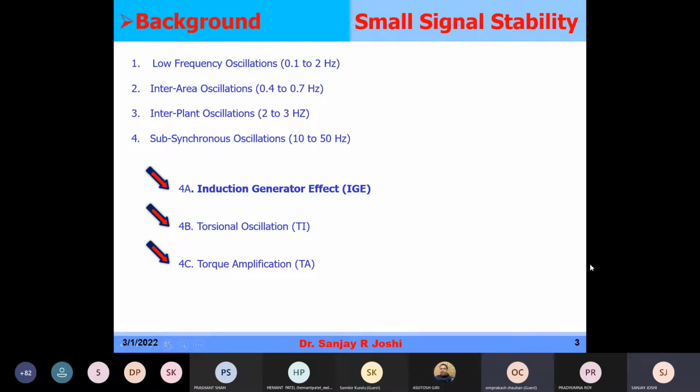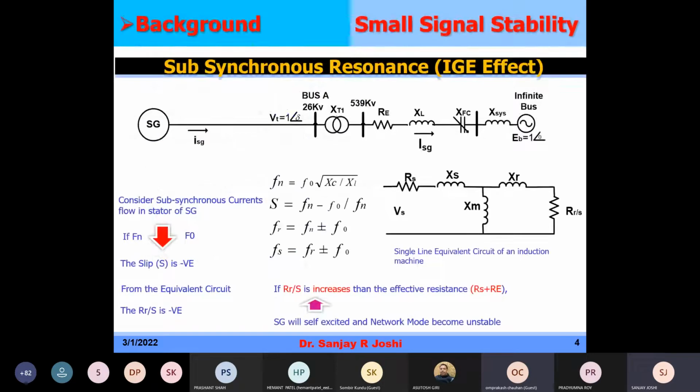So this is for one power plant connected to the grid through a series compensated line. So the frequency of the oscillation is in the order of 10 to 50 hertz. Here there are three different subcategories: induction generator effect, torsional oscillations, torque amplification. Torsional oscillations is much talked about, commonly known as SSR, right? The SSR also is induced due to the induction generator effect, which we'll be discussing today.